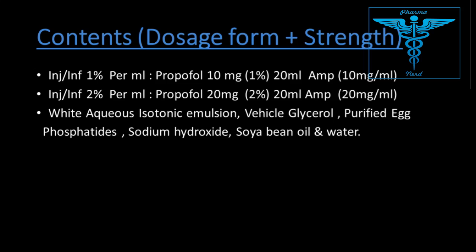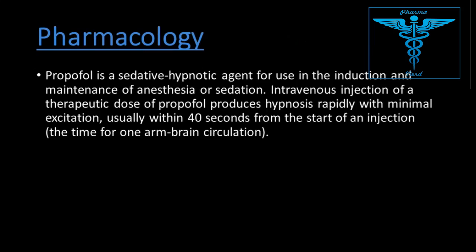Propofol comes in two strengths. One is 1% and the second is 2%. In 1%, propofol is 10 mg per ml, and in 2%, propofol is 20 mg per ml. Propofol is a white aqueous isotonic emulsion including glycerol as vehicle, purified egg phosphatides, sodium hydroxide, and soybean oil plus water.